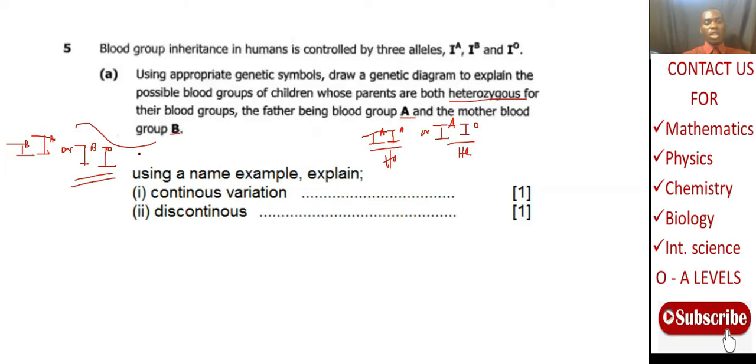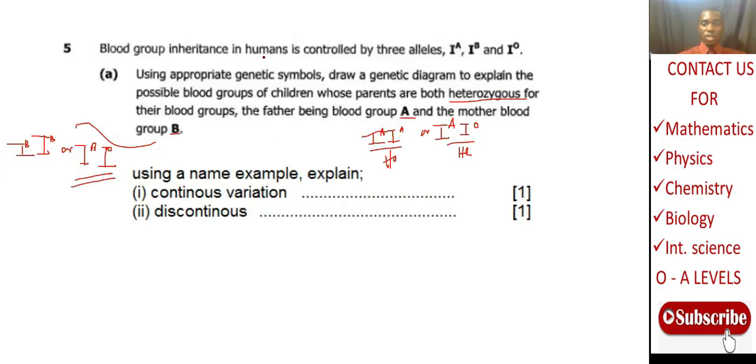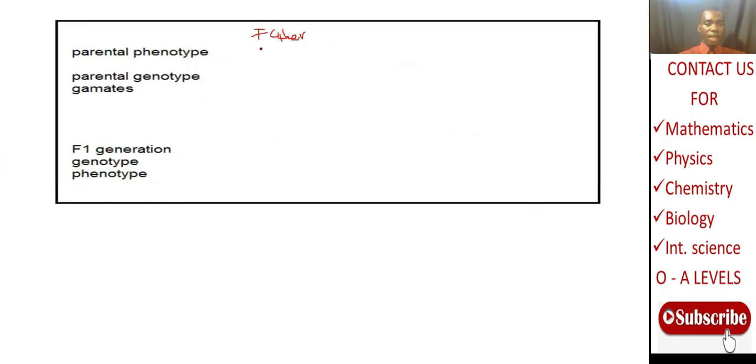Now we want to show the crossing, meaning they are saying whose parents are both heterozygous, so meaning we are crossing IBIO and IAIO. That is what we are crossing. So here, they have said the father is the one with A, then the mother is the one with B. So let's try it. Here, if we write father, then the father, according to the question, is A. So under the father, the phenotype, we are writing that it's blood group A.